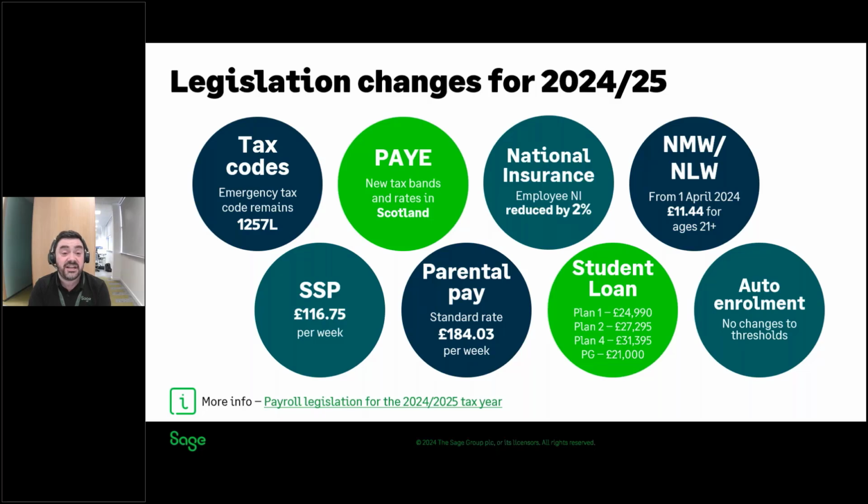And there are some significant changes to national living and minimum wage this year. With effect from the 1st of April, the national living wage will increase to £11.44 per hour, and it now applies to all employees aged 21 and above. It used to be 23 and above for national living wage. It is now 21 and above.